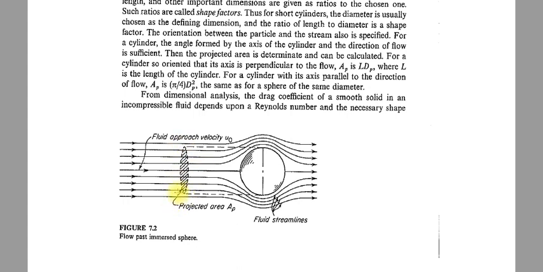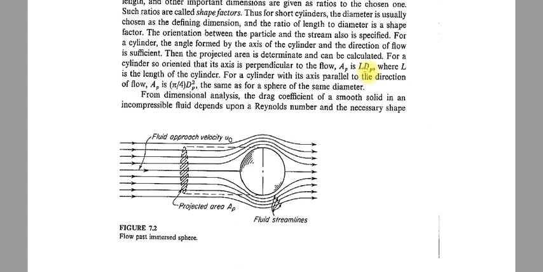So this is the projected area AP. If it is a sphere, then AP will be a circle. So if the body is a sphere, then the area AP equals pi by 4 dp square, or pi r square, where r is the radius of this body. If the body is a cylinder, then AP equals L dP, where dp is the thickness of the cylinder.